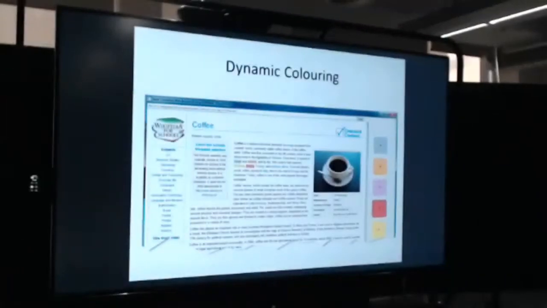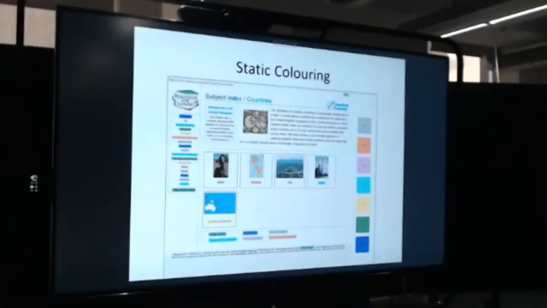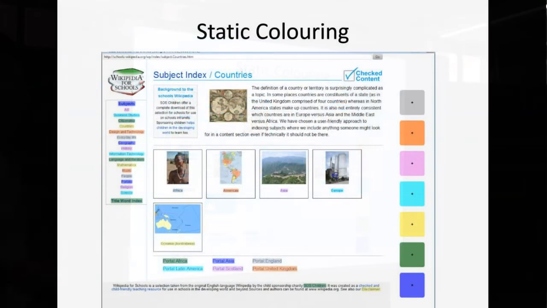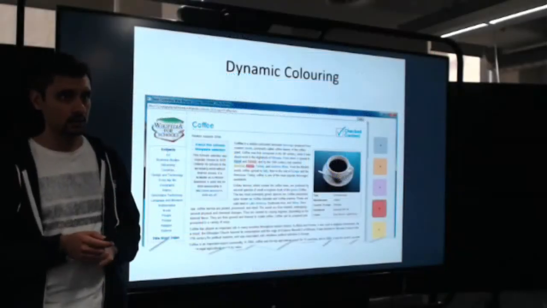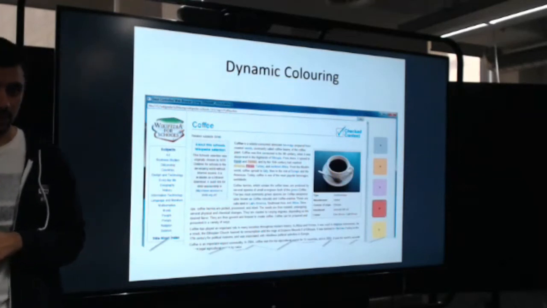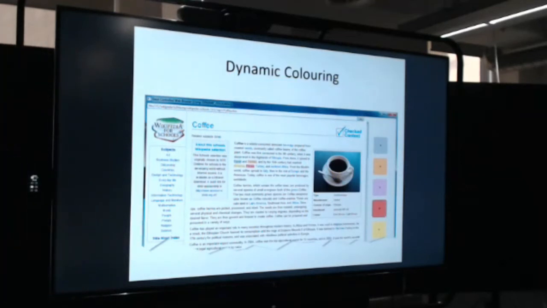So this was the dynamic coloring variant, and the second one was the static coloring. The only difference was that in static coloring, when the page loaded, the links would be colored right away. Whereas in the dynamic coloring, the color highlight would only appear once the gaze was detected in that area. Any questions on this?